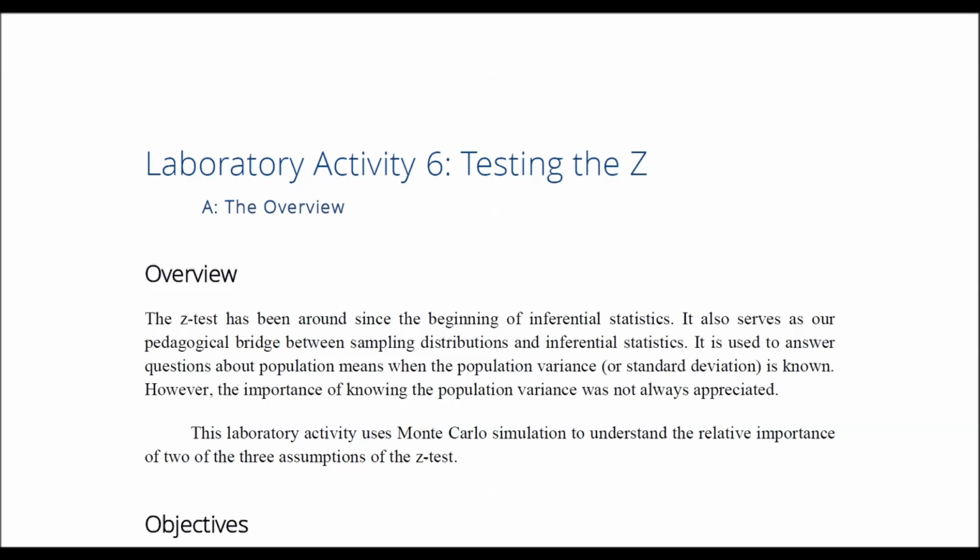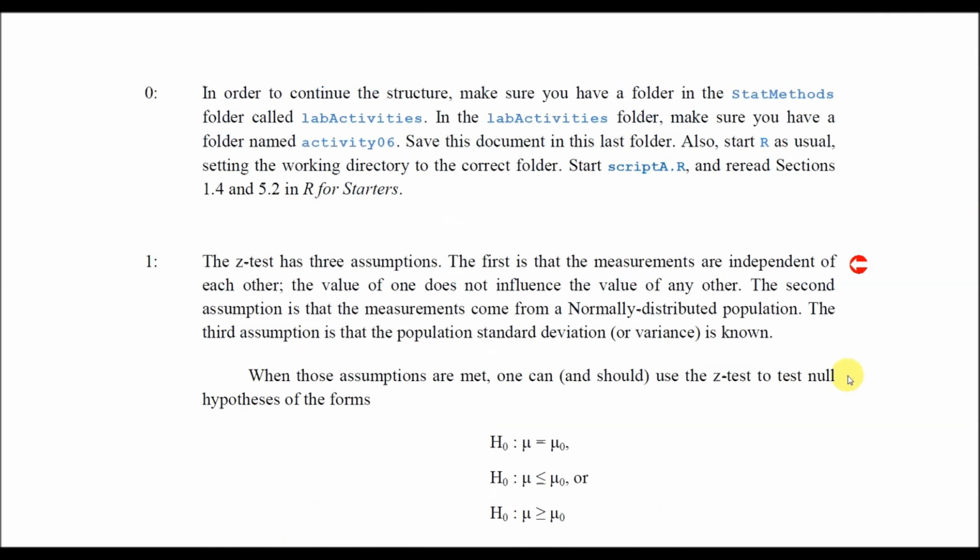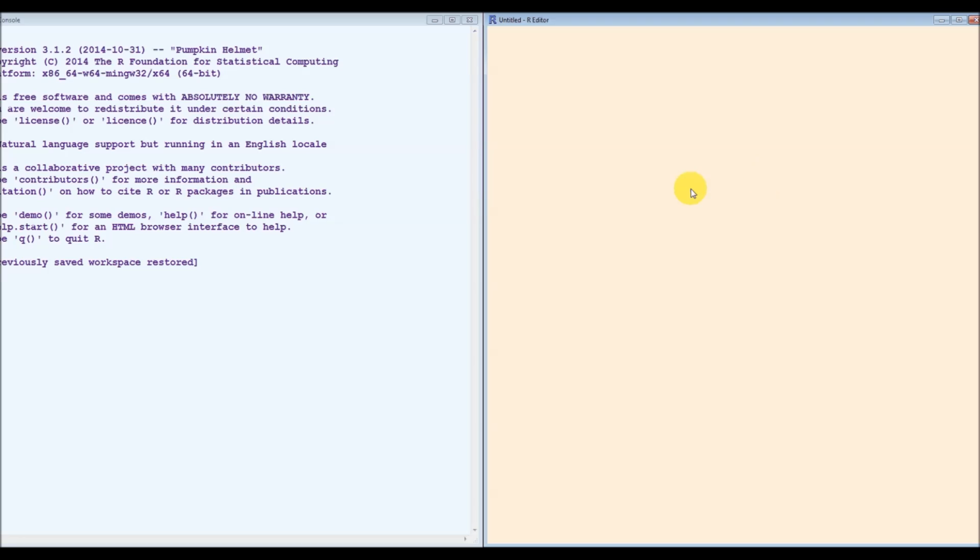So here's the lab activity sheet. The front page just gives you the overview and the objectives for this part of the lab activity. Always look at the objectives, and make sure that at the end of the lab activity you have achieved those objectives. Step 0, once again, is we're going to continue the structure that we created. I've already created an Activity 6 folder in my Lab Activities folder. I'm going to start script A. There I just started R, script A.